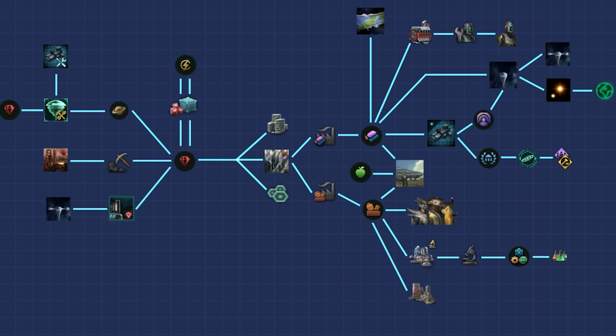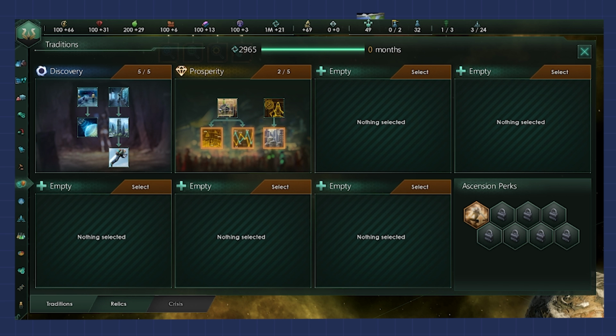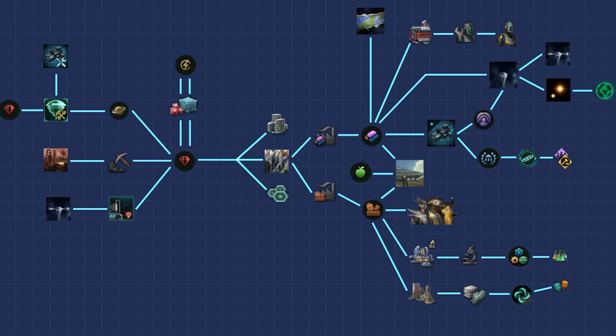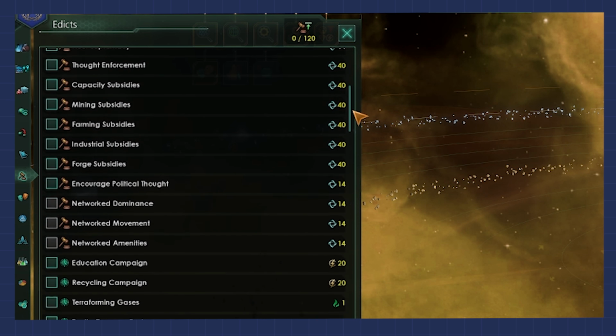Bureaucratic offices and temples make bureaucrats and priests, which use consumer goods to produce unity. Unity is very important because it's used to unlock traditions, which are very powerful bonuses to your empire, extremely important. Also, unity is used in the upkeep of edicts, which have a wide variety of uses.